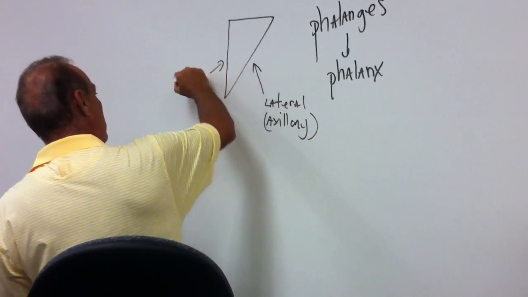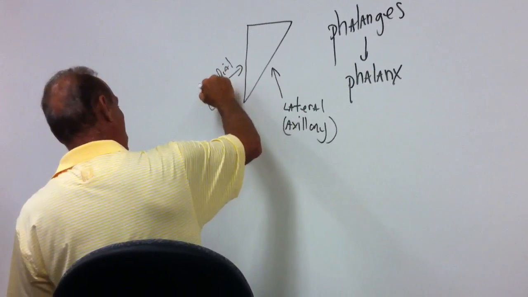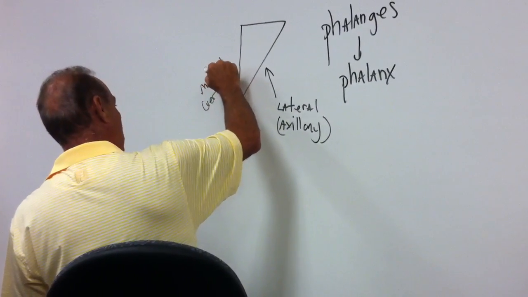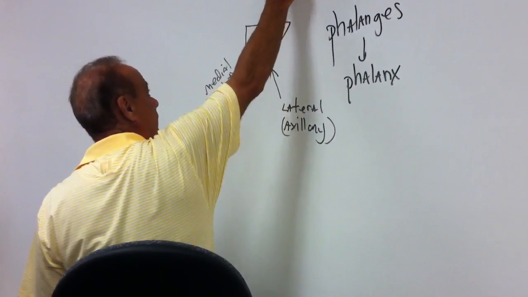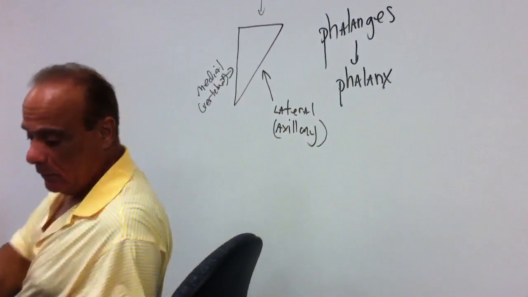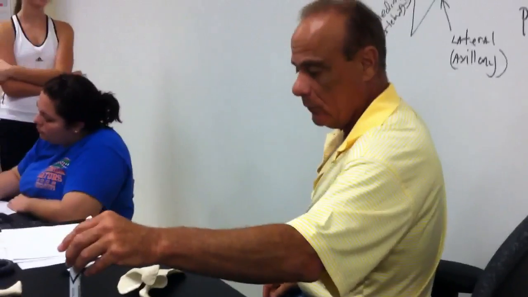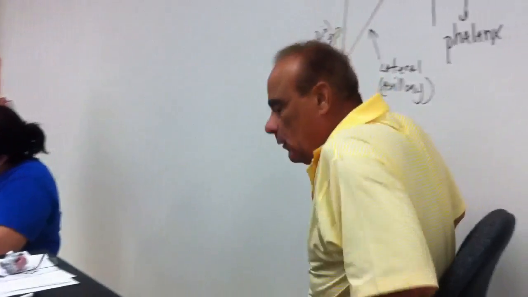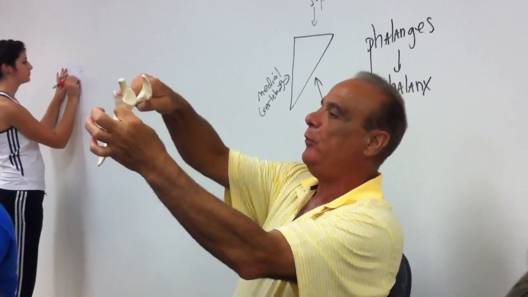Okay, this is the medial border, and this faces the vertebral column, so this is also called the vertebral border. And then this is the superior border. So, hopefully everybody can see that this is the top. This is the top of the scapula, hence this is the superior border right there.